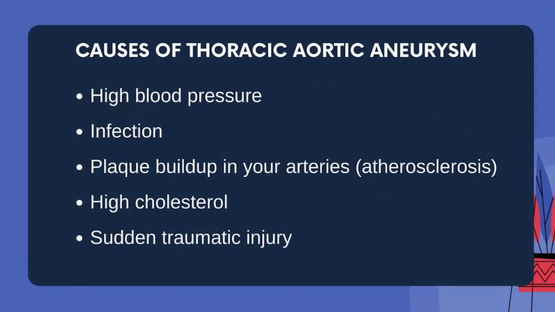So, there are different causes of thoracic aortic aneurysm. And it includes high blood pressure, infection, plaque buildup in your arteries or atherosclerosis, and high cholesterol, and lastly is the sudden traumatic injury.